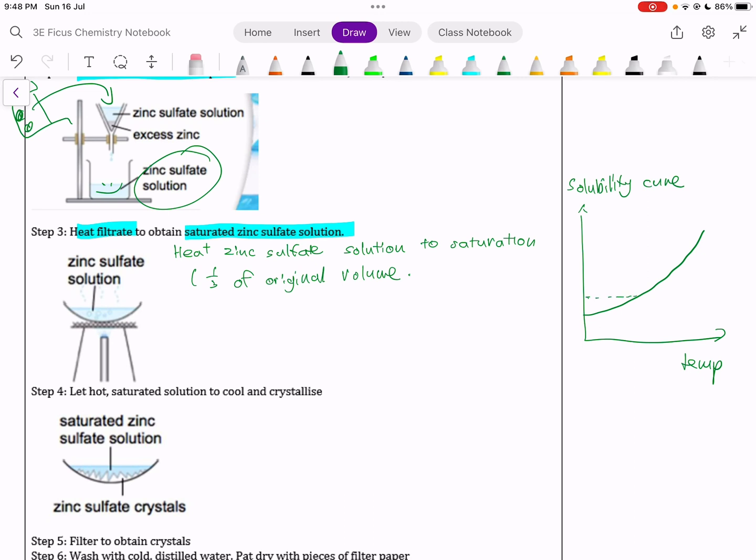So let's say at 80 degrees Celsius versus 30 degrees Celsius, at 30 you have 50 grams that can dissolve. Then at 80 you have 100 grams. Then you let it cool down. You notice there will be 50 grams that will crystallize out. So usually for this method, the salt must be more soluble at high temperature.